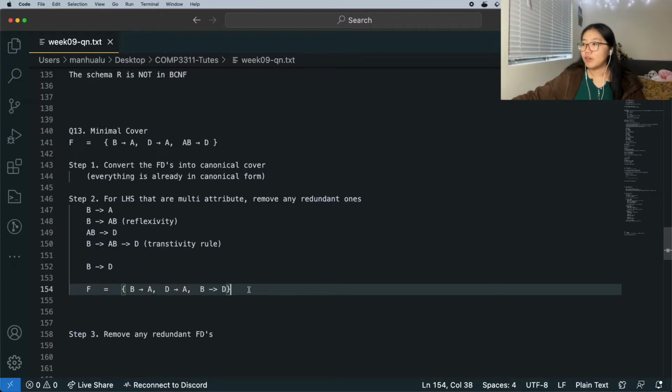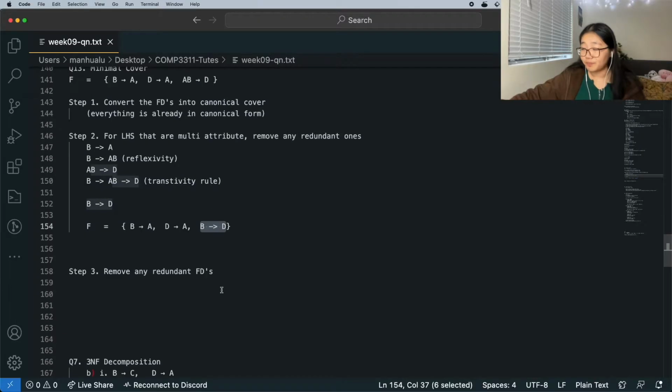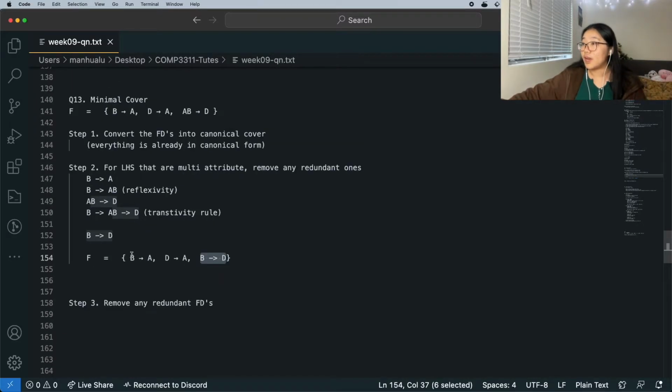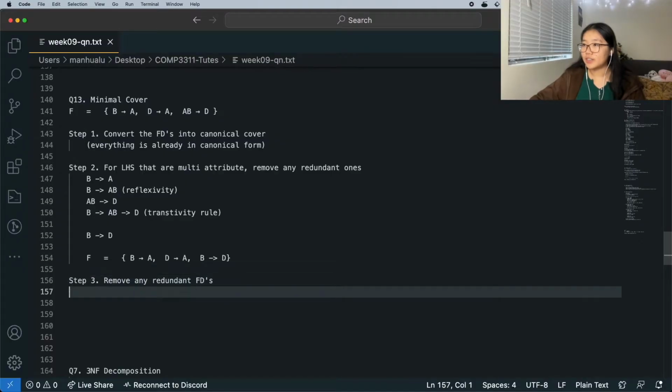And that's it, right? So just to review, why were we able to remove this original one and give us this? The reason was that if you just look at B and use the reflexivity rule, you'll see that B gives us AB, and in turn, AB simply gives us D based on that original one there. So because of that, you can straight up infer that B gives us D from the transitivity rule. And that's why you can remove that one and leave just this, right? So you basically just remove that A there. Okay, so moving on to the next step.